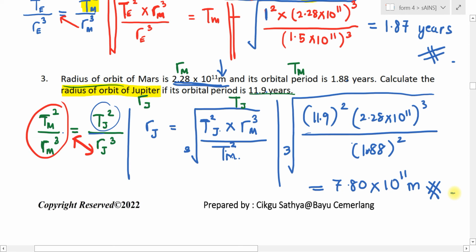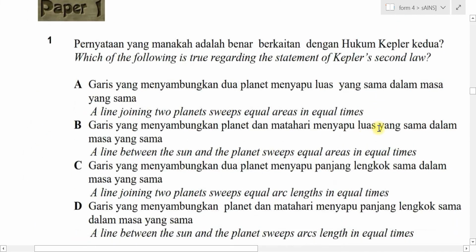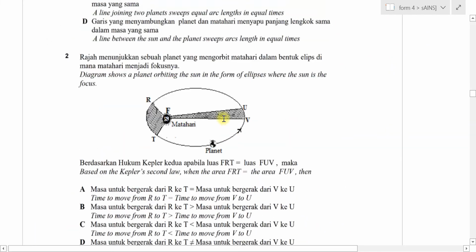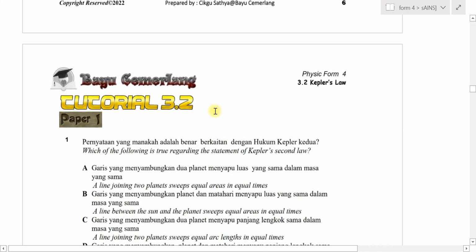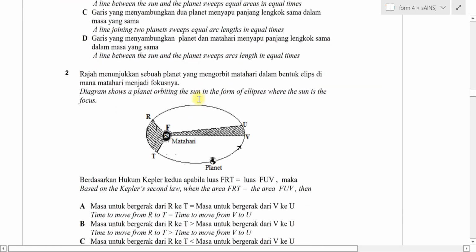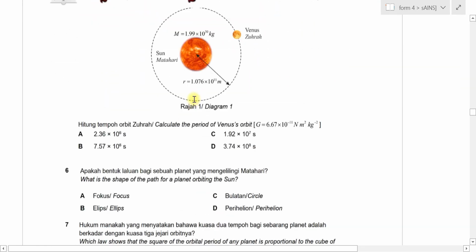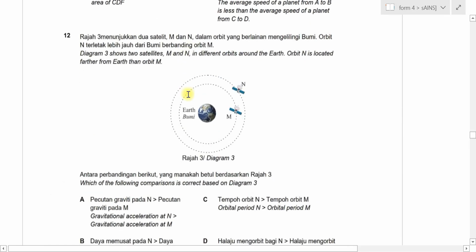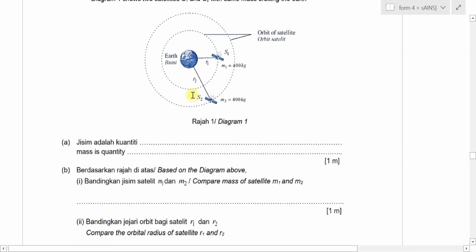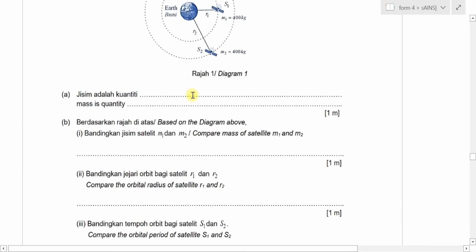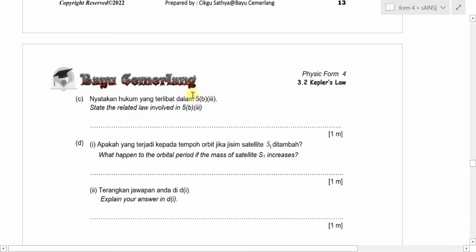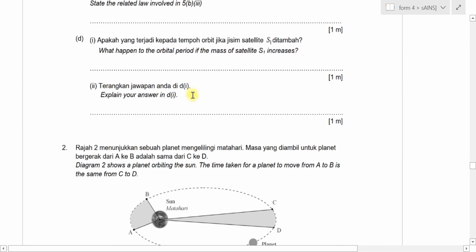Okay, can understand? Can, sir. Okay, kita buat objektif. Tutorial 3.1, 3.2. I'm still chasing after the time. I just need to find the right time to do the discussion. Okay. Try to do question 1 and question 2 first.